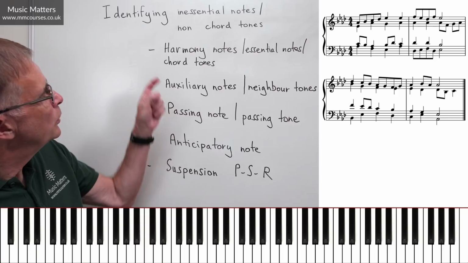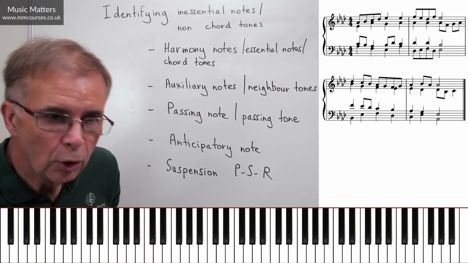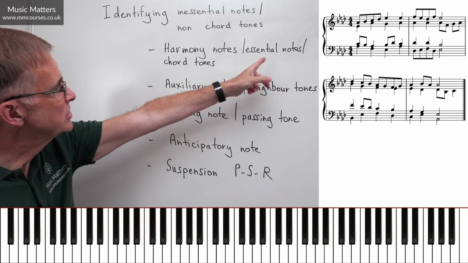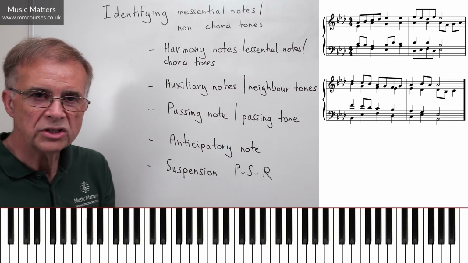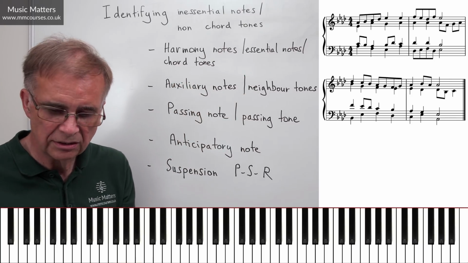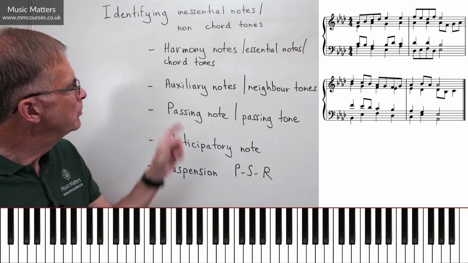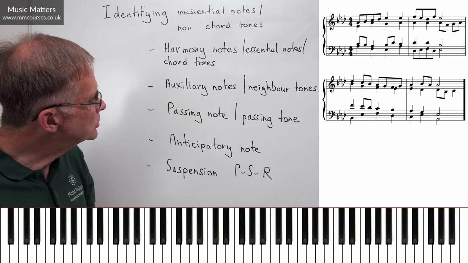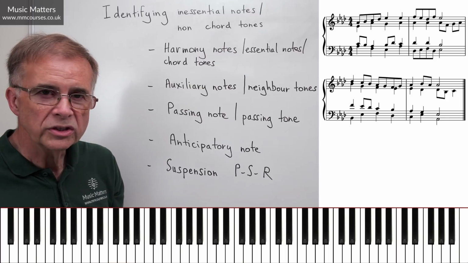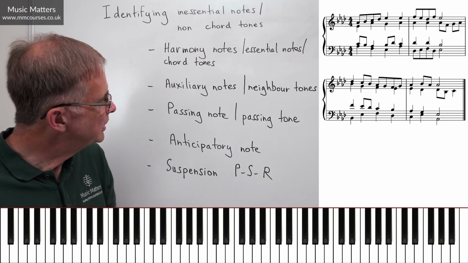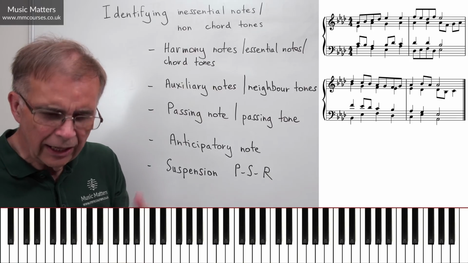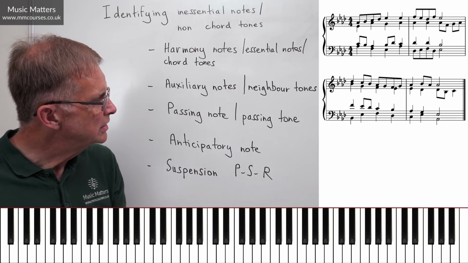So we might have harmony notes, or what might be called essential notes, or chord tones. So that's what I've just demonstrated: first of all, just notes in the melody that belong to the chord. But you might also want to use auxiliary notes, or what's known as neighbour tones on the other side of the pond. So how do they work, the auxiliary notes and the neighbour tones?